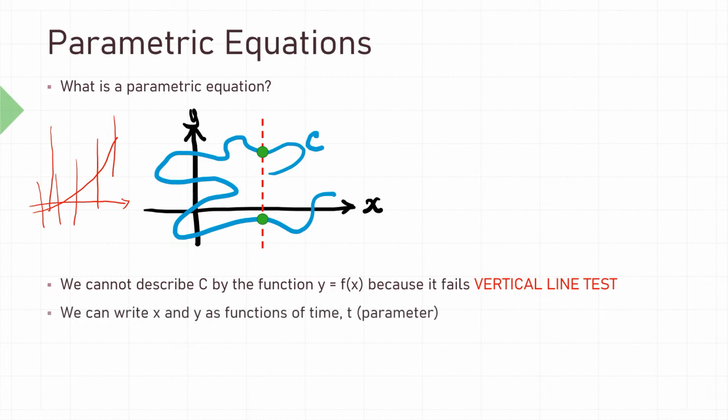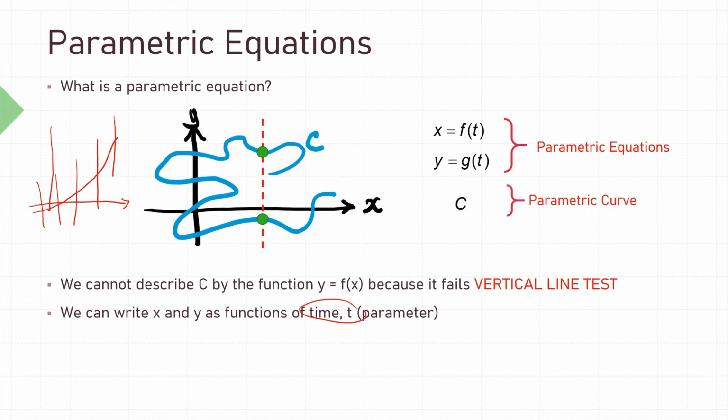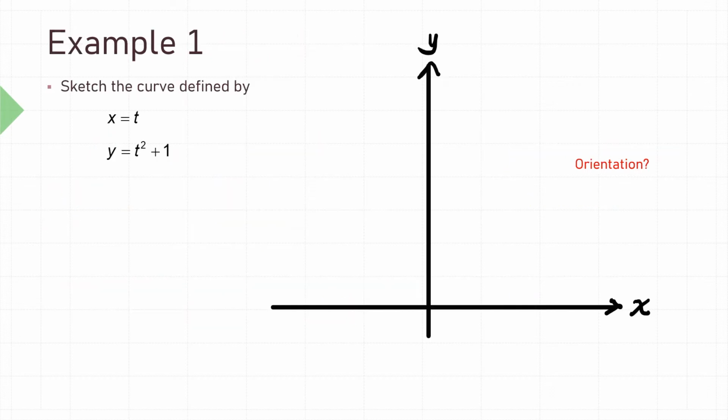We can write x and y as functions of time, where time here is the parameter. So we can write x equal to f(t), which is a function of time, and y equal to g(t), which is another function in terms of time. These two functions are known as parametric equations, and the curve C is now known as the parametric curve.